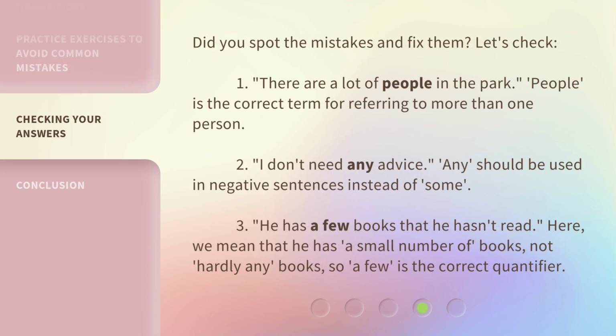Did you spot the mistakes and fix them? Let's check. 1. There are a lot of people in the park. People is the correct term for referring to more than one person. 2. I don't need any advice. Any should be used in negative sentences instead of some. 3. He has a few books that he hasn't read. Here, we mean that he has a small number of books, not hardly any books, so a few is the correct quantifier.